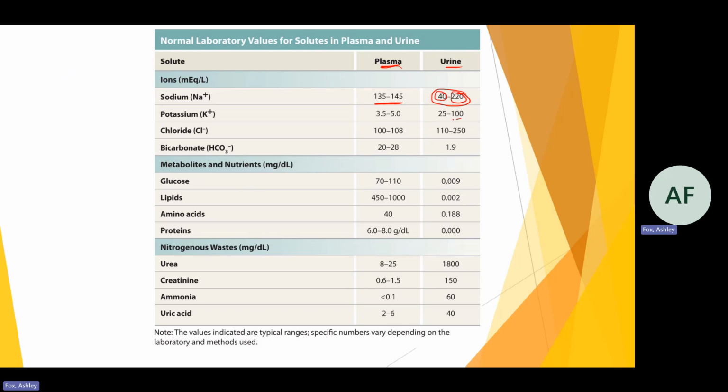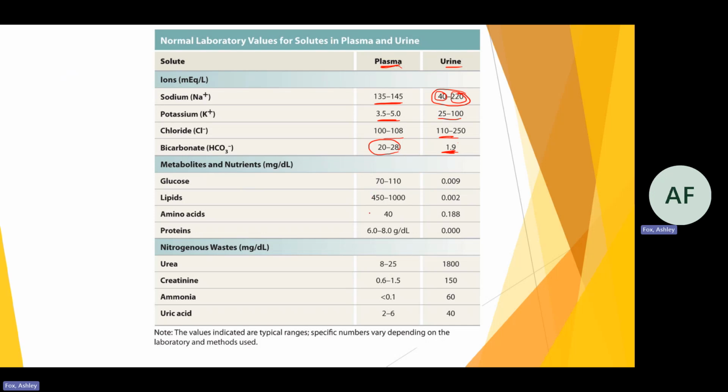Same with potassium. So you can see a wide range, but not so much in the plasma. Chloride, same thing. Bicarbonate, oftentimes, we maintain it. It's a narrow range, but in urine, it's pretty constant in what we excrete out.